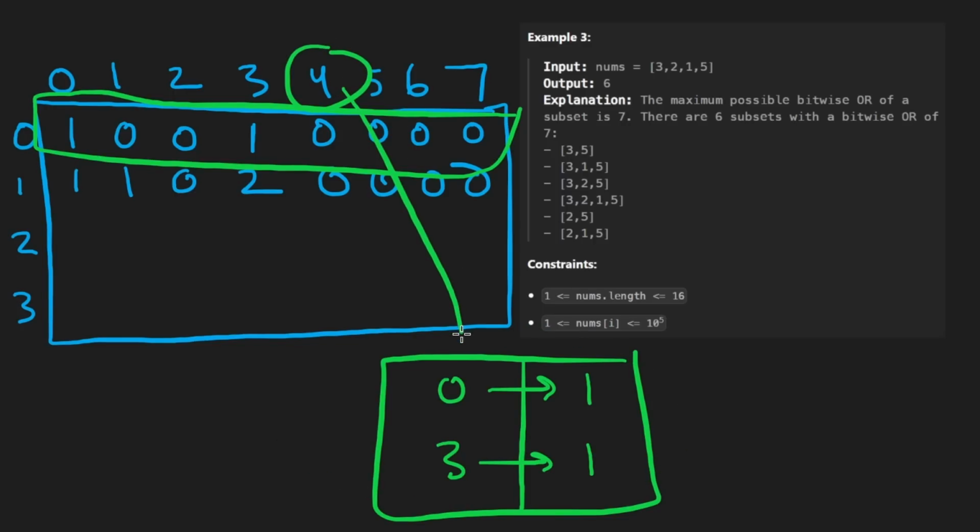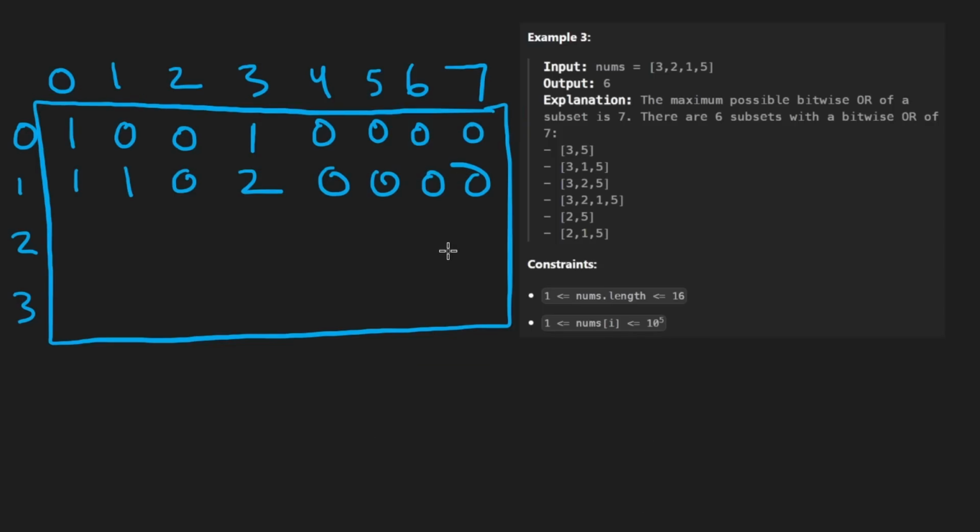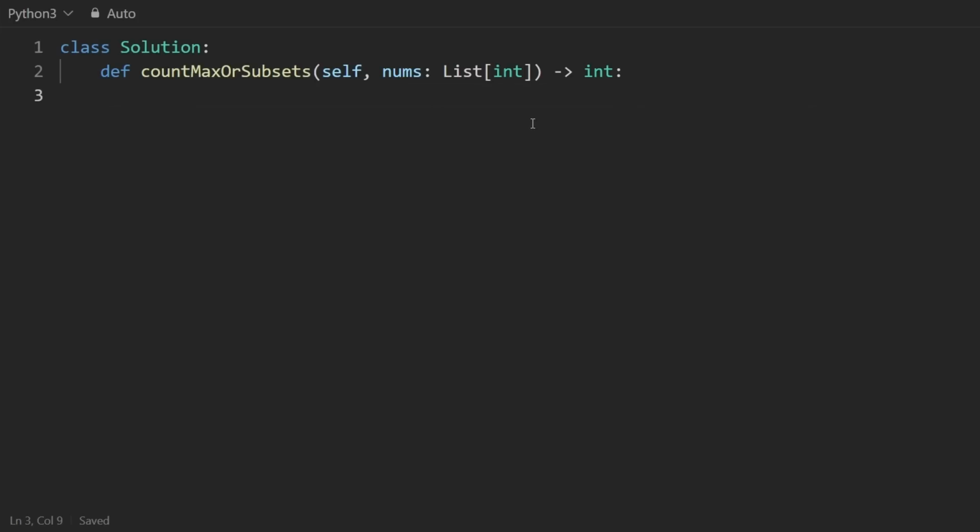I'm not going to have 4 in my hash map because it has a count of 0 anyway. So this is the dynamic programming solution. And now I'm going to code this up for you. Okay, so now I want to code this up, and I want to have a hash map like this.